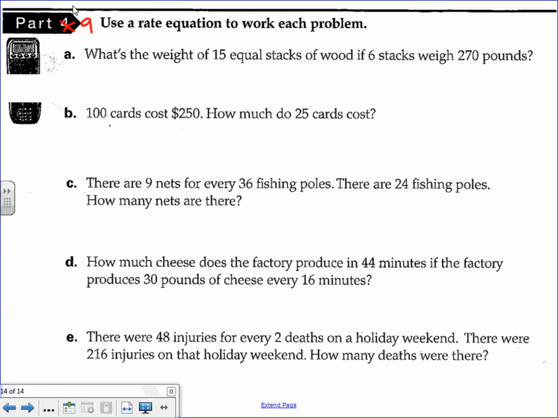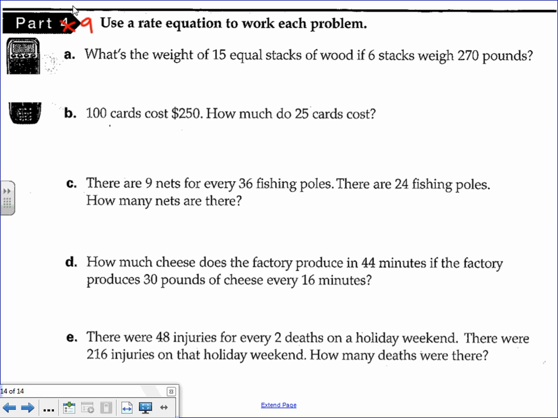All right, this is the review for Part 9 of Mastery Test 3. Part 9 are rate equations, and we need to set up the letter equation, fill in the numbers, and then solve the problem. So for Part 9, letter A, when I read this question, what's the weight of 15 equal stacks of wood if 6 stacks weigh 270 pounds?